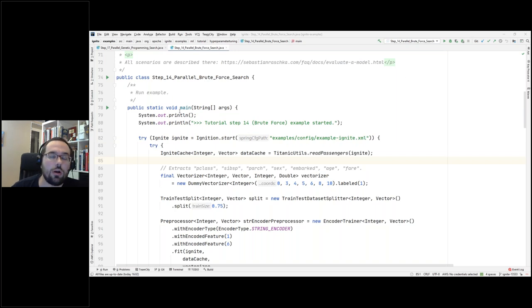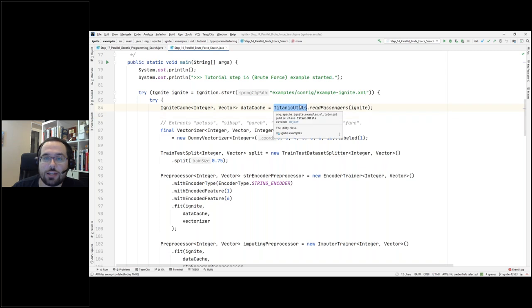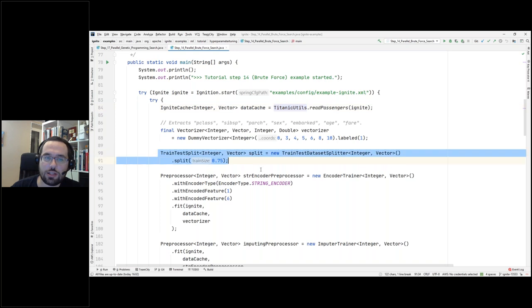This is an example where we load data from the Titanic data set and want to build a very good model which will predict whether a passenger will survive or not based on different features like pclass, sibsp, parch, sex, embarked, age, and fare. We create vectors and define a train-test splitter.